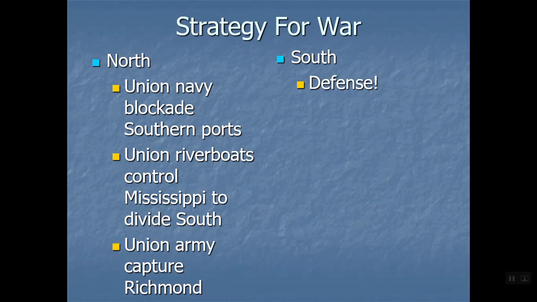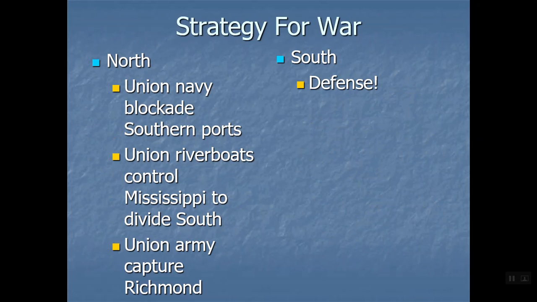So, understanding the strategy for the war. The Union had to create a game plan. How were they going to force the Confederacy to surrender to bring them back into the Union? Because remember, this is Abraham Lincoln's ultimate goal, to keep the Union together. So the Union has three major components to their plan.